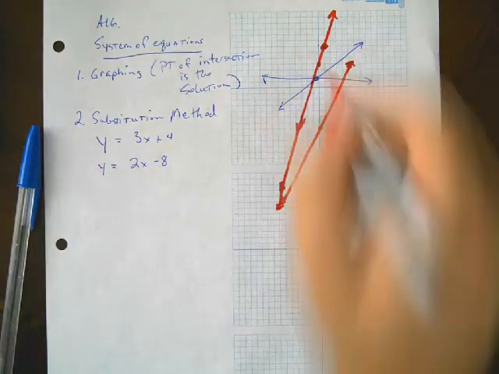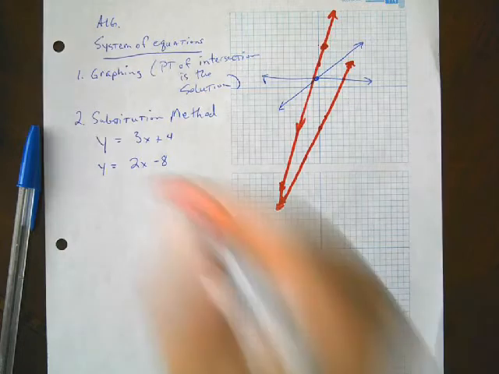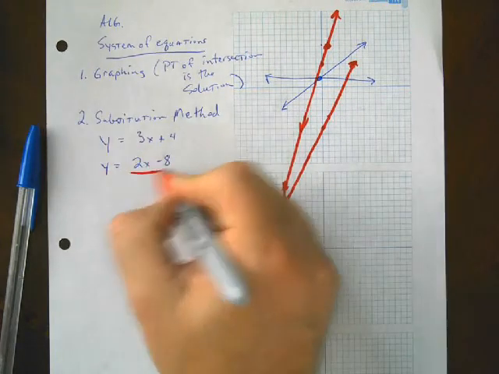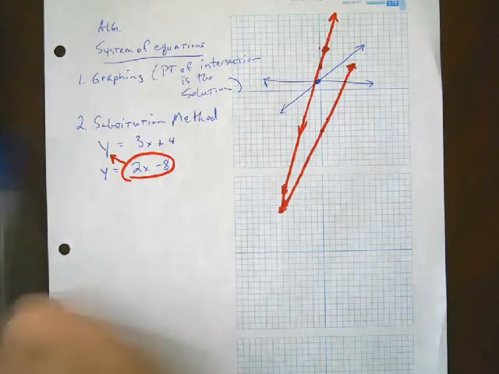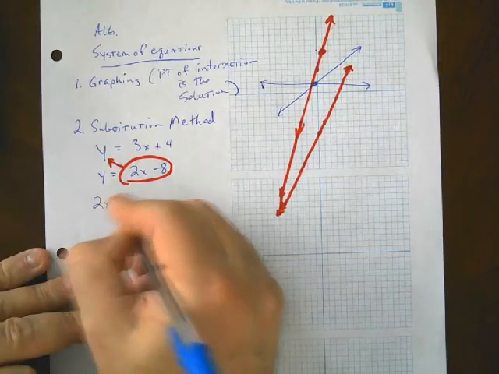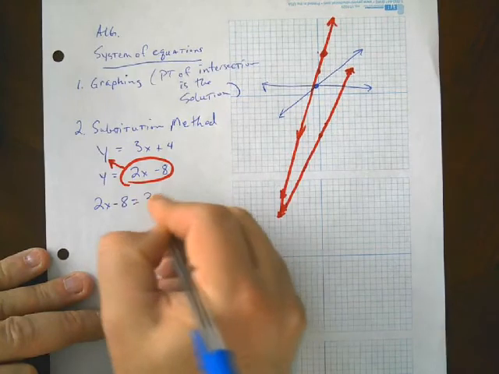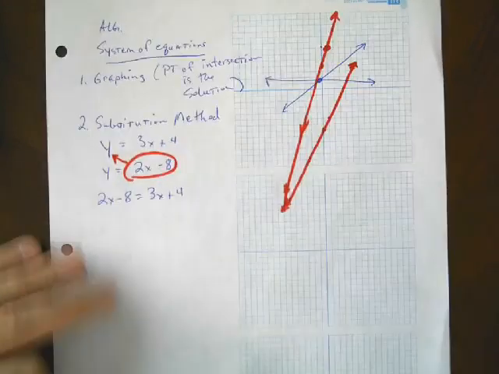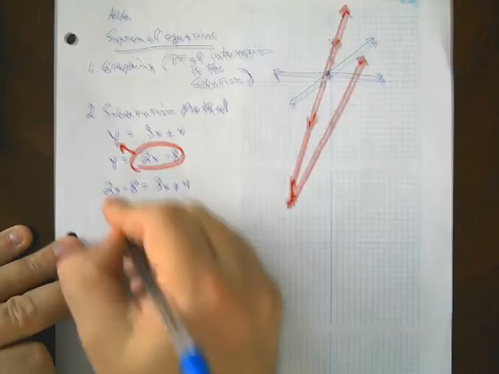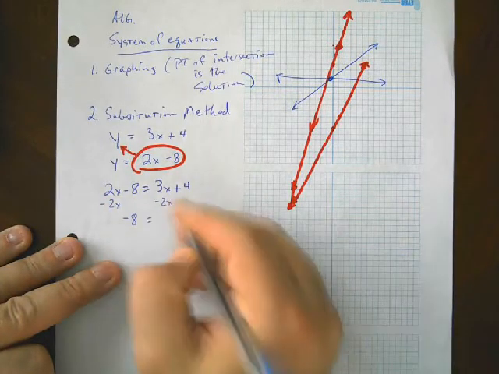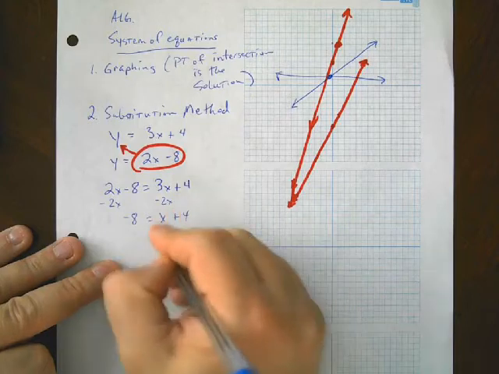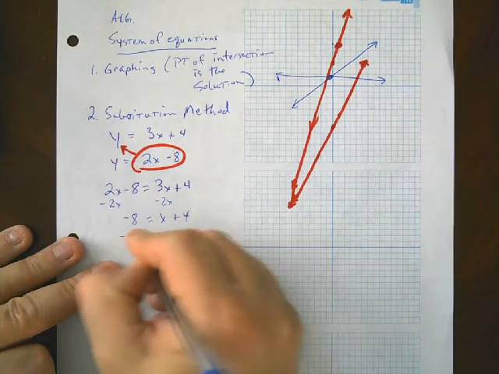So that's solving by graphing, but by substitution, since both things are equal to y, we can just substitute this in for y over here. So now we have 2x minus 8 is equal to 3x plus 4. And now we're going to solve for x. When we do that, we subtract 2x from both sides. We have negative 8 is equal to x plus 4. And we have x then is equal to negative 12.